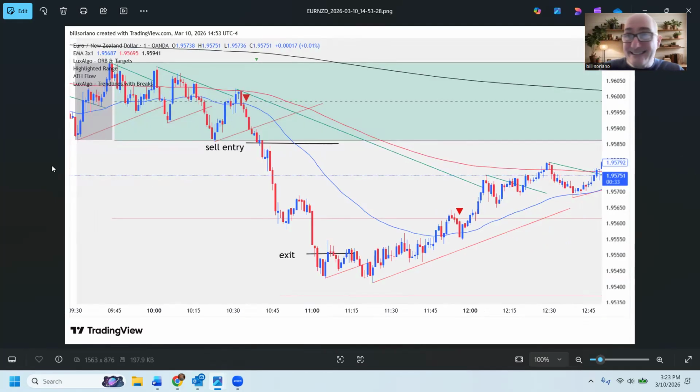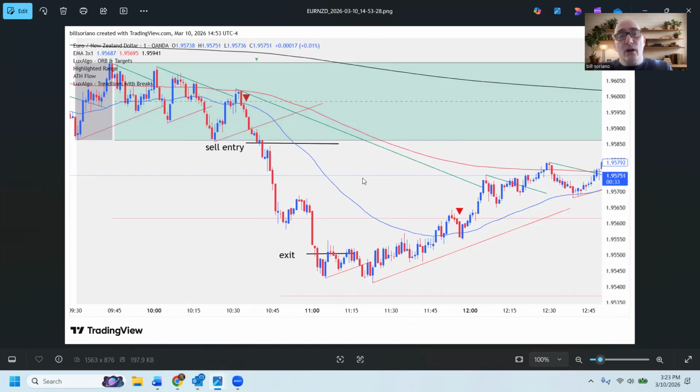This was EURNZD. I missed this one today. Okay, we have our bearish ATH indicator right here. Moving averages are aligned, right? We have our break of our trend line and then a confirmation candle right here. There's our entry area and there's our exit.